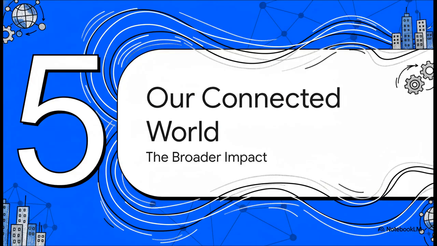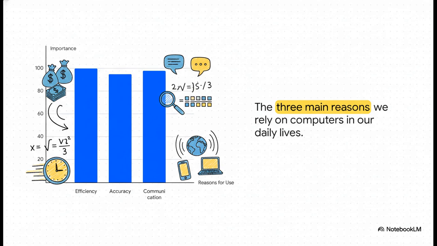Okay, so for our final section, let's zoom all the way out. We've seen what's inside a computer, we've seen how it's all packaged together, but what's the broader impact of all this tech on our world? Our deep reliance on them really comes down to three huge advantages. First, efficiency. They save us an unbelievable amount of time and resources. Then there's accuracy. They can do really complex tasks over and over and over without getting tired or making mistakes. And of course, communication, connecting us to pretty much anyone, anywhere, in an instant.